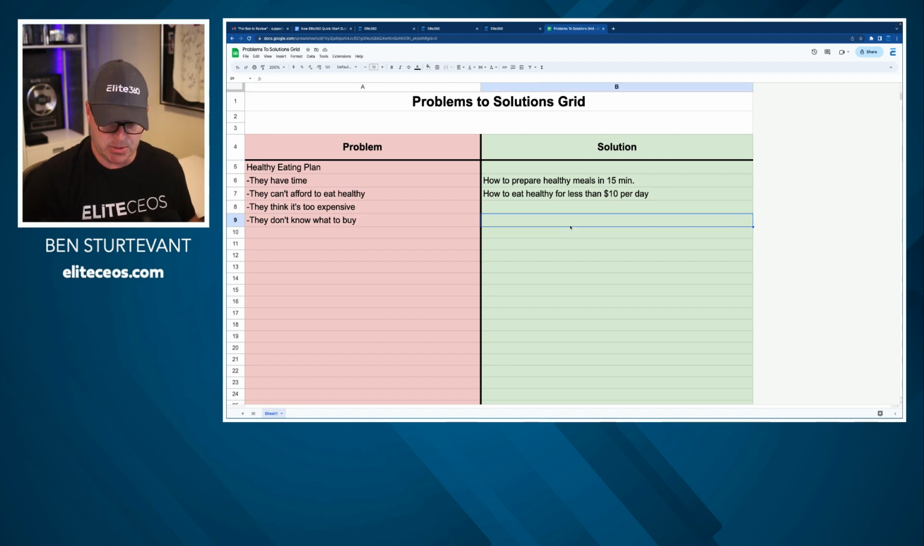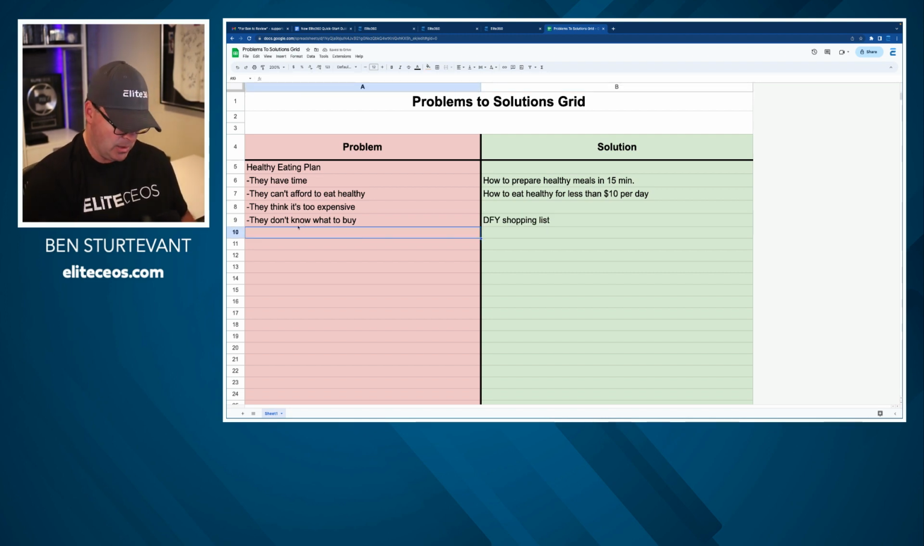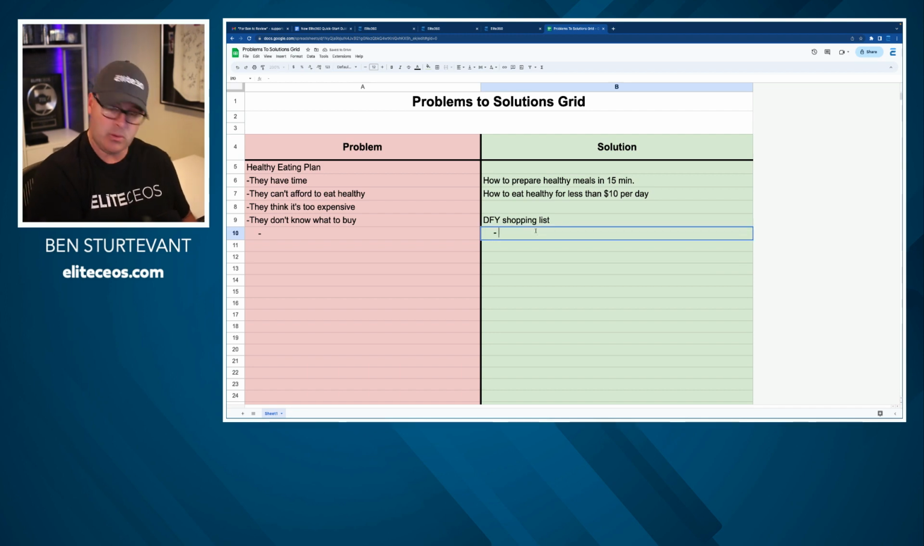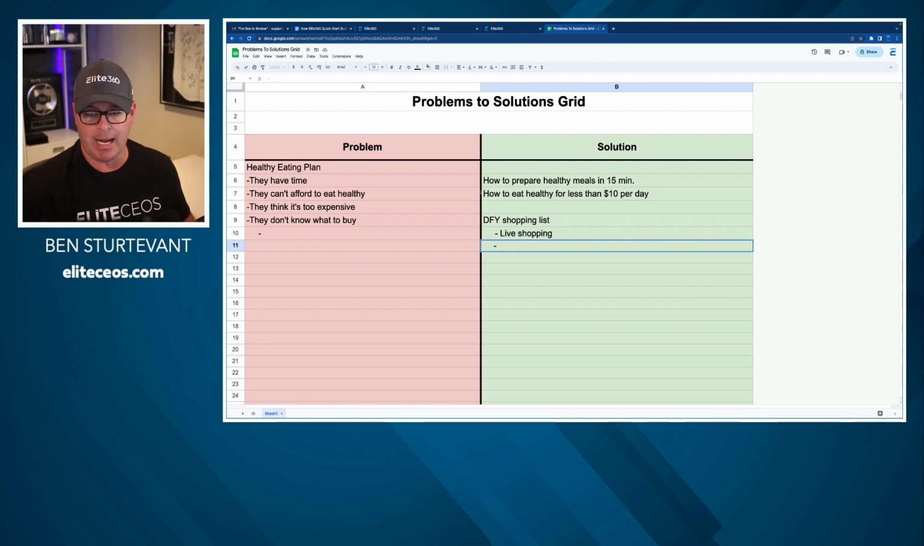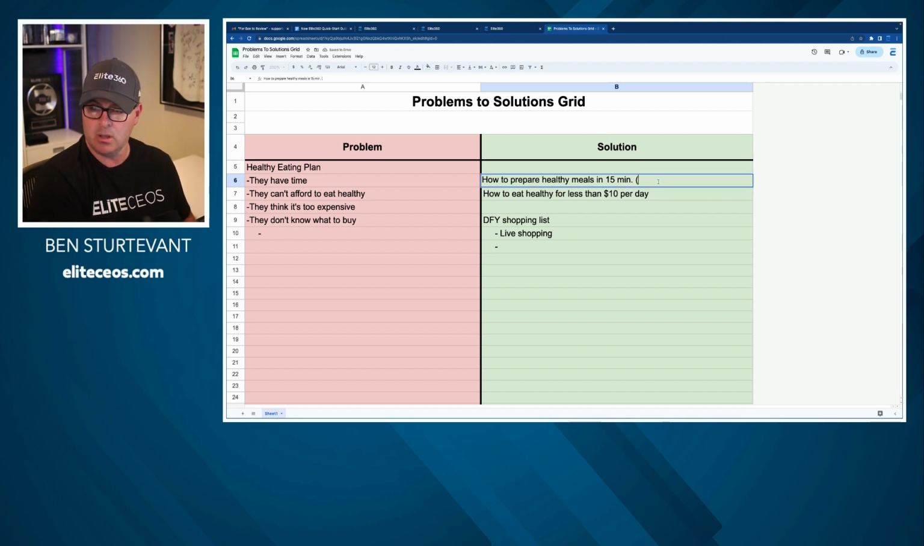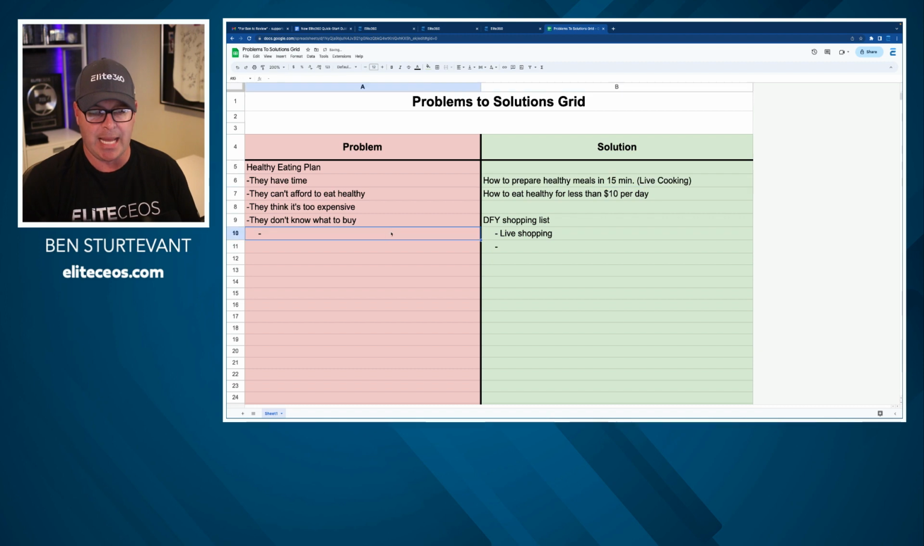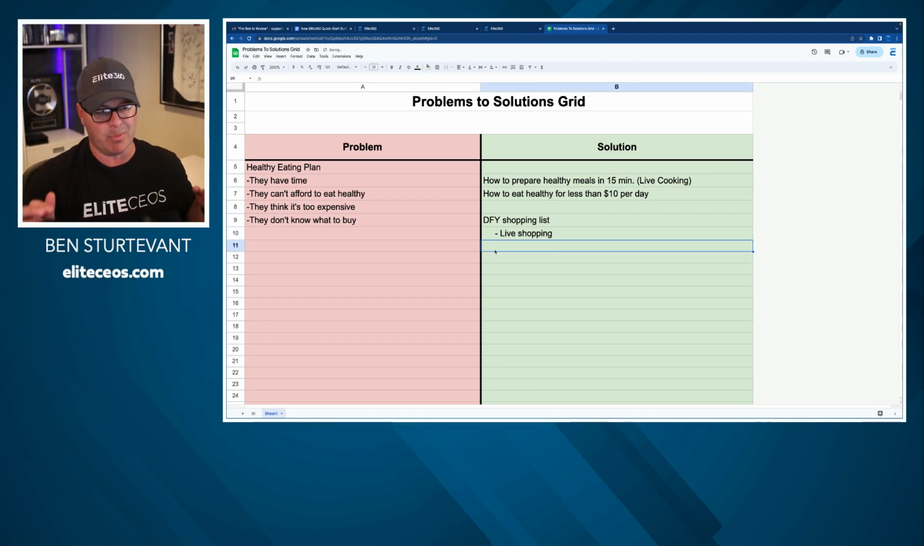So they don't know what to buy is another one. So maybe you give them a done for you shopping list, right? But maybe you take it a level further from here. You could go down even more, and you could do a live shopping where you take them with you as you're going through it live, right? You could do this up here too. I don't have the time. So you could do live cooking, right? Where you're going along with them. You could literally break all of these down into different sections and different categories, and you could start breaking out all of this content and have literally an endless supply of information about eating healthy.